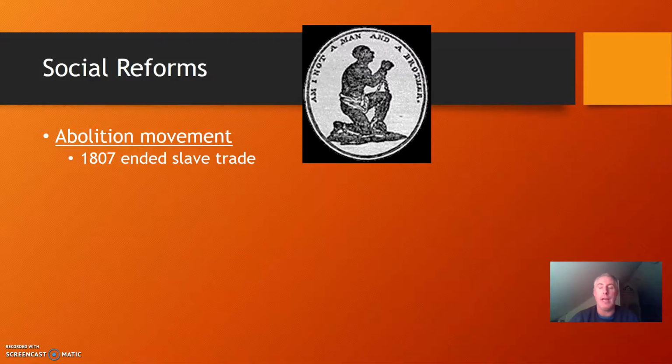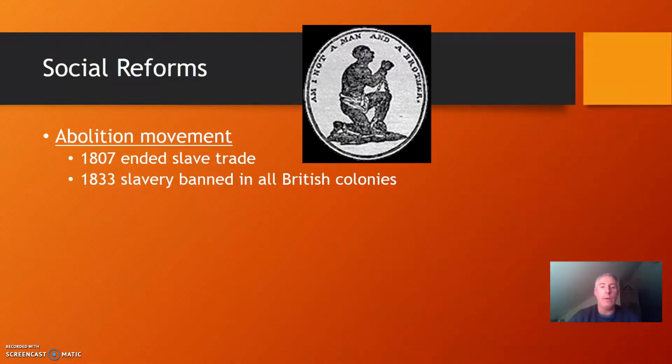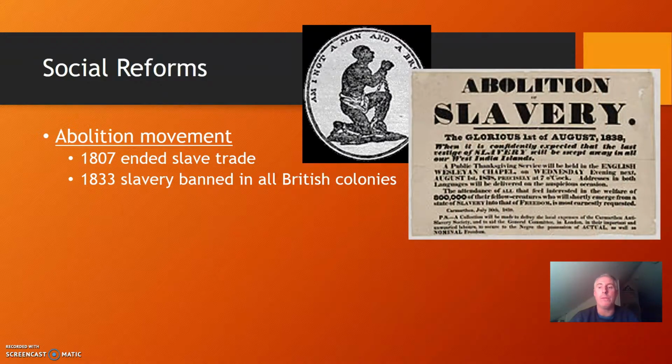Now, that doesn't effectively end slavery. It means that they will no longer engage in capturing Africans and then selling them anywhere all over the world, whether it's in Europe or the Americas. And then also in 1833, slavery was banned finally in all British colonies. So, while they were largely responsible for a lot of slavery in the Americas, Britain did end slavery within its own territories a couple of decades before the United States eventually abolished slavery.